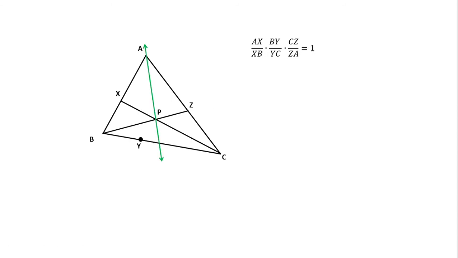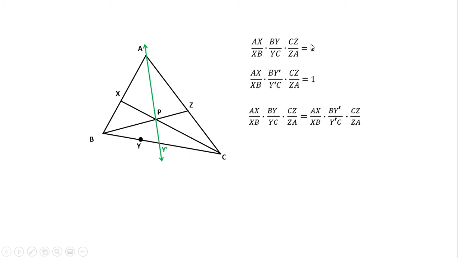So we'll draw the Cevian from A through the point P, and we'll label the point Y prime where it meets the side BC. And because of the first part of the proof, we know that the relationship holds: AX is to XB times BY prime to Y prime C times CZ to ZA is equal to 1, based on the part of the proof we just did a minute ago. So since they're both equal to 1, we can set them equal to each other, which is what has been done here.